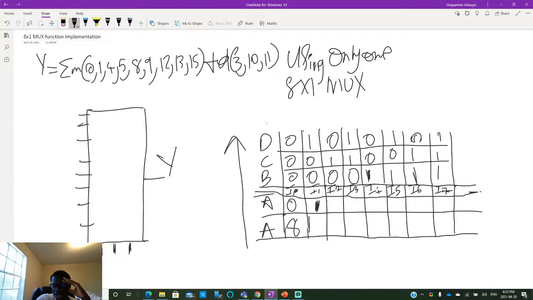So same logic applies. So we just write out the resultant minterms. This would be 1, 0, 0, 1, which is 9, and then so on and so forth. So 8, 9, 10, 11, 12, 13, 14, 15.